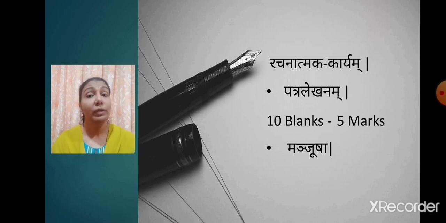The letter will consist of 10 blanks which you have to fill in with the help of the words given in Manjusha. While solving the question of Patra Lekhanam, we need to take some important points into consideration. You should know the relation between the Kartrupadam and Kriyapadam, that is, the subject and the verb. You should also know the relation between the Visheshana Padam and Visheshya Padam, that is, the adjective and the qualified noun.